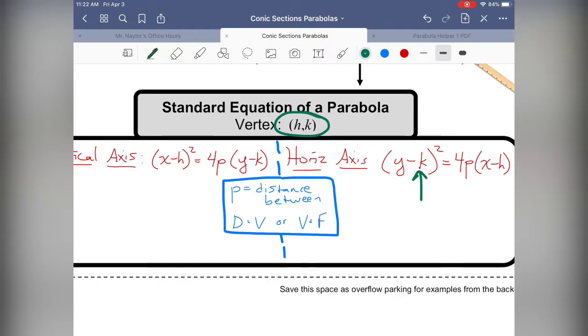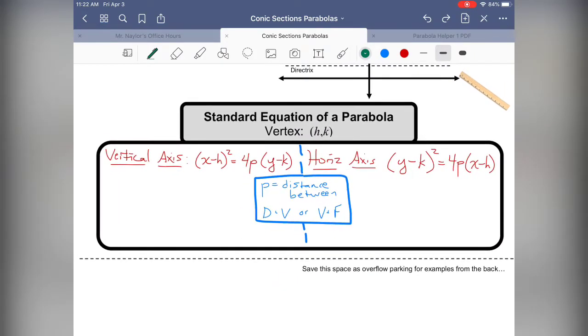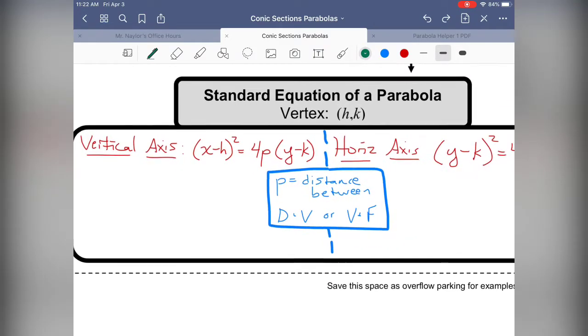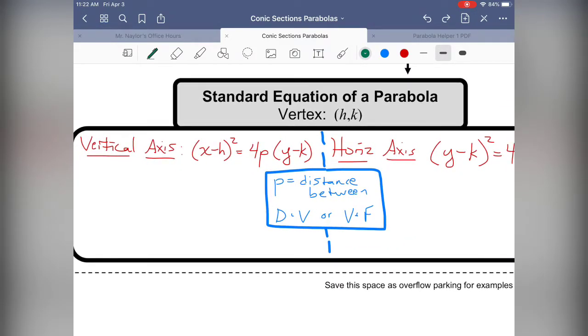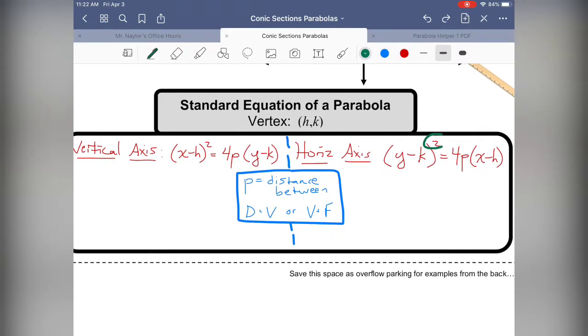Even if y is on the other side, it's always k that's with y, and it's always h that's with x. The other thing that I want you to notice here about this formula is which variable is being squared. When x is being squared, we're going to end up with a vertical axis. We're going to end up with a vertical parabola. But when it's y that's being squared, then we're going to end up with a horizontal parabola. What exactly do we mean here?